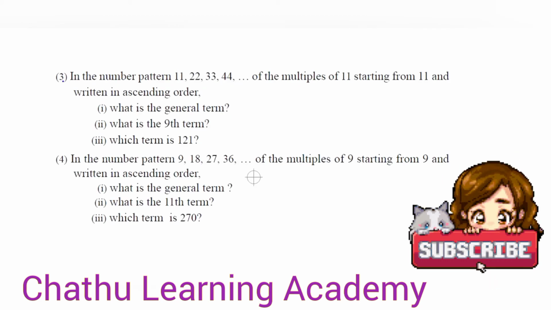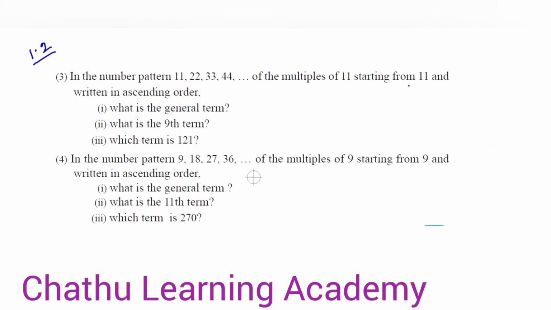Now look at the third question in exercise 1.2. In the number pattern 11, 22, 33, 44 of the multiples of 11 starting from 11 and written in ascending order, what is the general term? Here they have given the multiples of 11, then the general term is 11n.